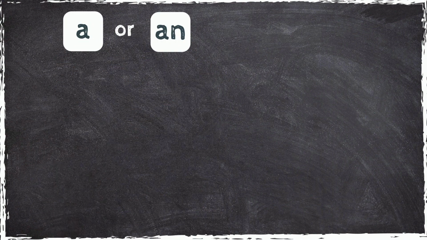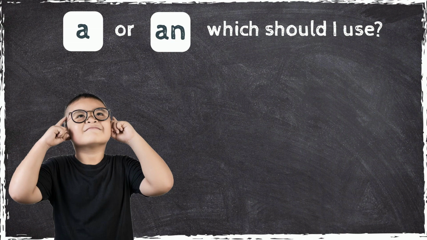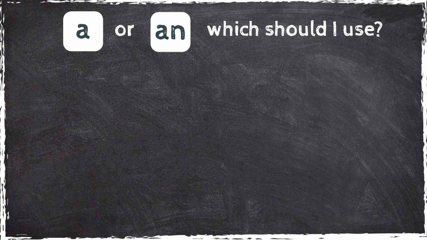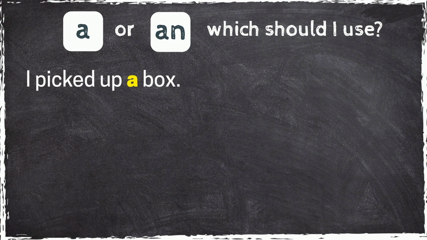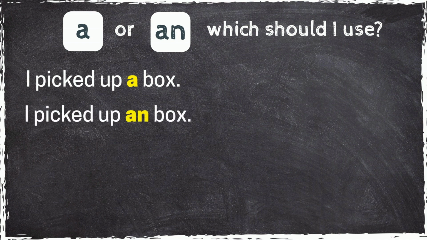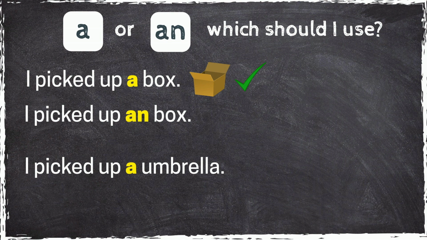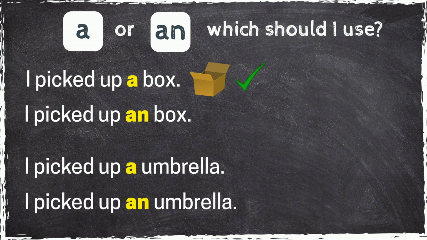When writing indefinite articles, you sometimes use the word a and sometimes the word an. If you choose the wrong one, it will sound strange. I picked up a box, or I picked up an box. I picked up a umbrella, or I picked up an umbrella.